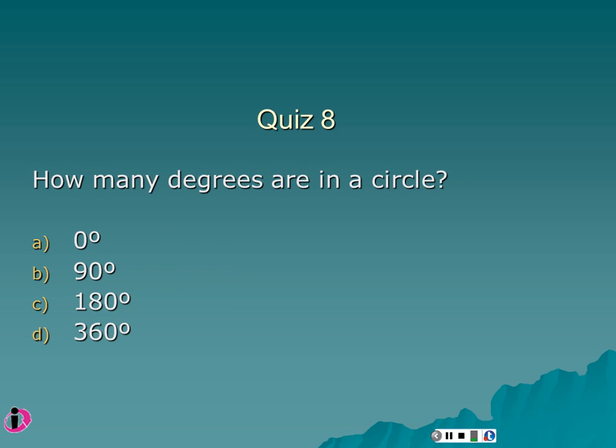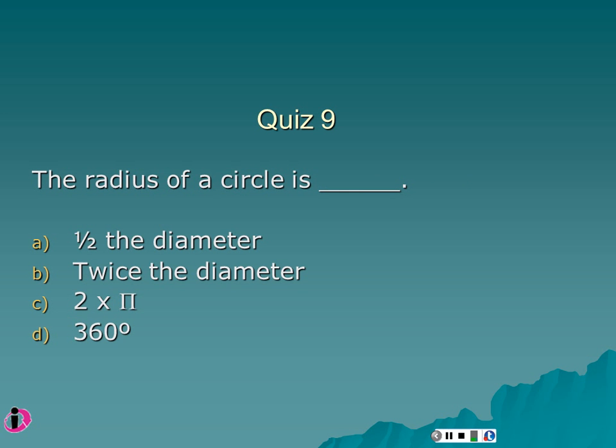360, so the right answer is D. The radius of a circle is twice the diameter, right? No. Okay, that's half of the diameter. So the right answer is A.